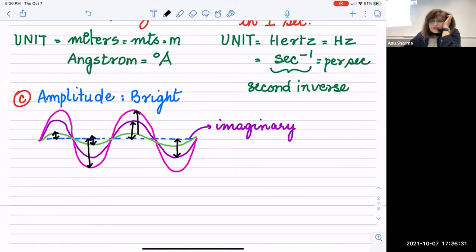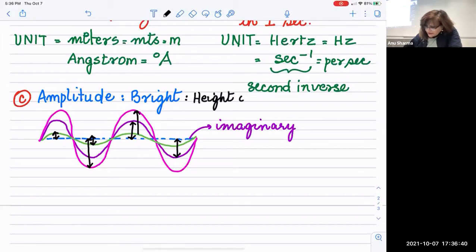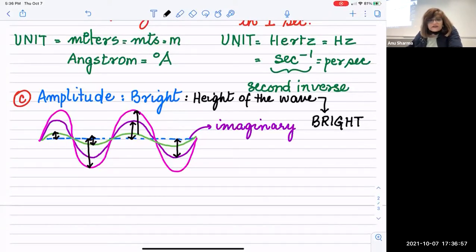The height of the wave, very good. So which one do you think? So you already have a clue here. Height of the wave determines the brightness. Very good. So height of the wave determines the brightness. How far away it is from the normal. That means the brighter the light is, the more photons of energy it's carrying, right? So brightness means it's carrying a lot of photons. And so when it's carrying all these photons, it needs more space.